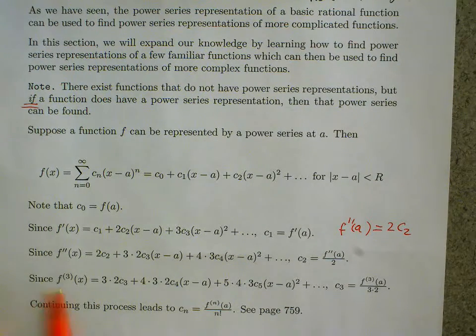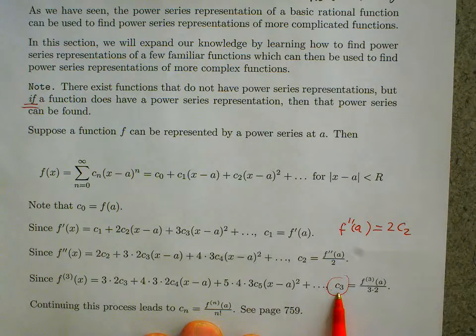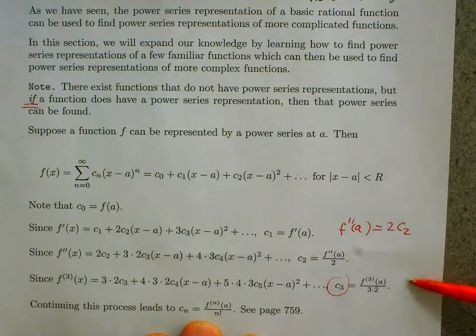Okay, then if we find the third derivative of f, we get this expression. And then if we evaluate the third derivative at x equals a, and then do the arithmetic, we find that c sub 3, which is the coefficient of the x minus a to the third term, is the third derivative of f evaluated at a divided by 3 times 2.